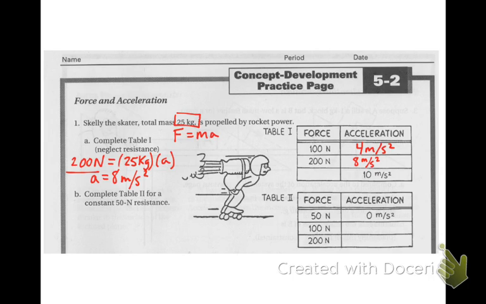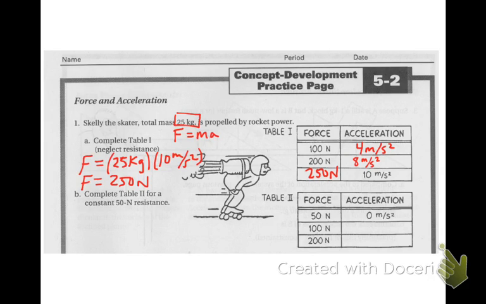If we had to solve for the next part, we're actually going to be solving for our force. So let me show you how to do that. We've got our 25 kilograms still. We've got our 10 meters per second squared. So we multiply everything and we would get 250 newtons. That's not so bad.